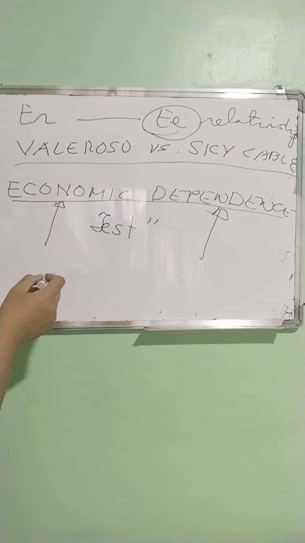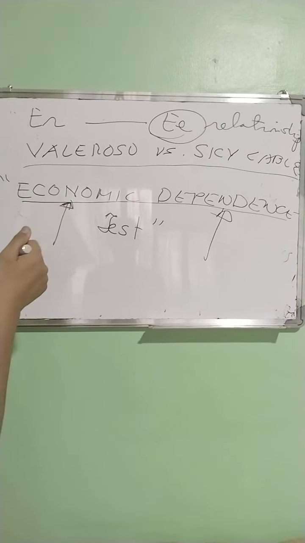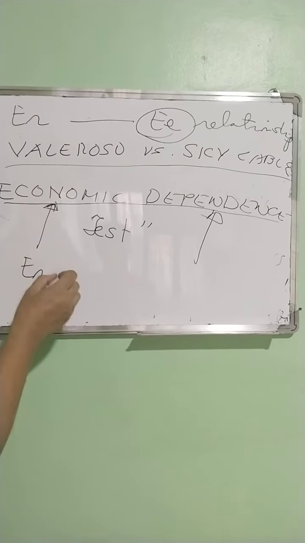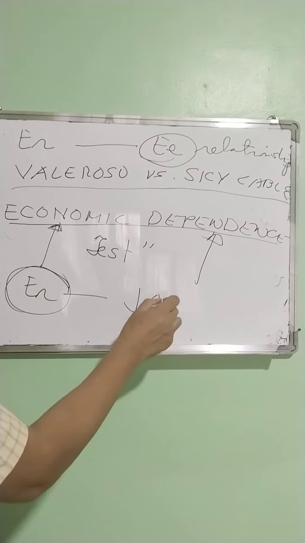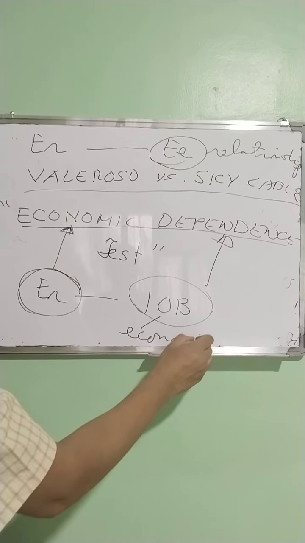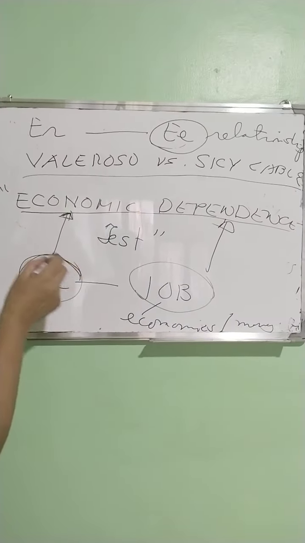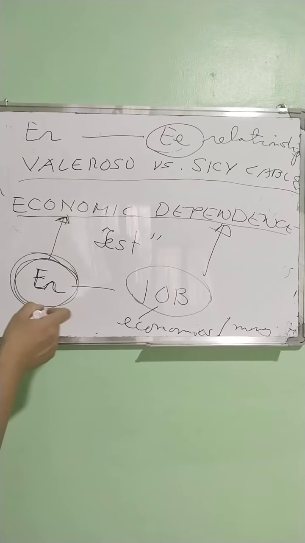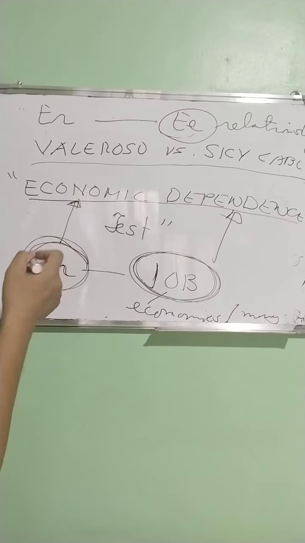If it can be shown here, according to this case of Valeroso versus Sky Cable, that the employee is dependent on the employer, what is he dependent on? Well, about this job, no? Because a job boils down to what we call economics, meaning money. If it can be shown that the employee is dependent on his or her employer because the employer holds the power, he has the power over whether you can remain in your job or not.